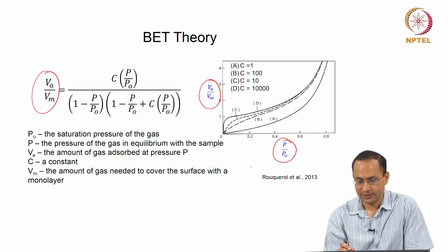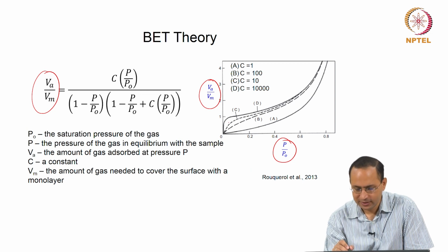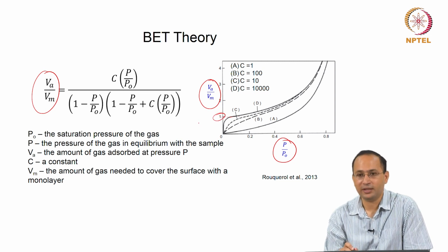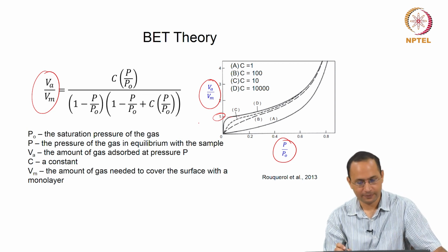Now, we wanted to know how we can use this theory to calculate the surface area. Also pay attention in this plot, this 1, right. V over Vm, when that ratio is 1, that means the gas adsorbed equals the amount of gas needed to cover the surface with a monolayer.